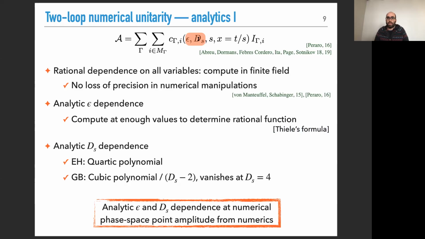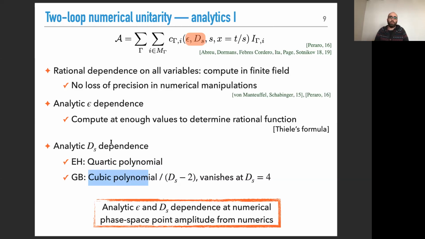The next question is how it depends on D_s. And for this, you can actually use some a priori knowledge. So you know that the Einstein-Hilbert contribution is at most a quadratic polynomial. So that's why you need to evaluate at 5 different values of D_s. That allows you to completely fix this quartic polynomial. And the Gauss-Bonnet contributions are actually a cubic polynomial over D_s minus 2. But that vanishes at D_s equals 4. So it looks a bit more complicated, but it's actually a simple problem to solve.